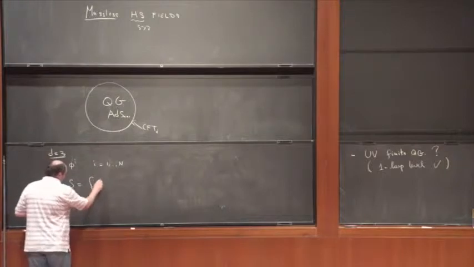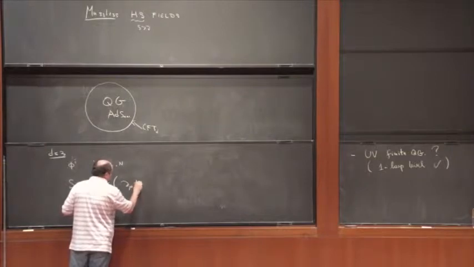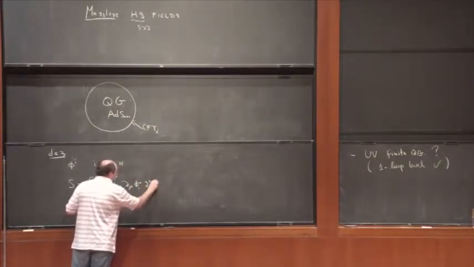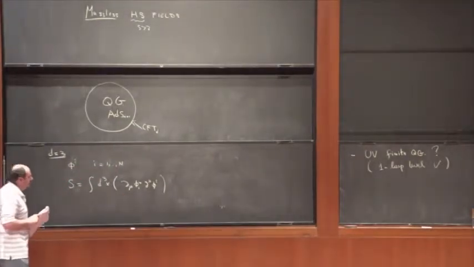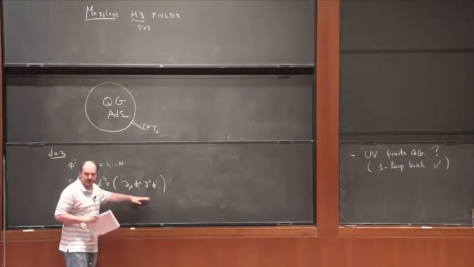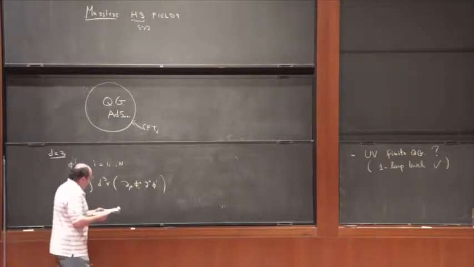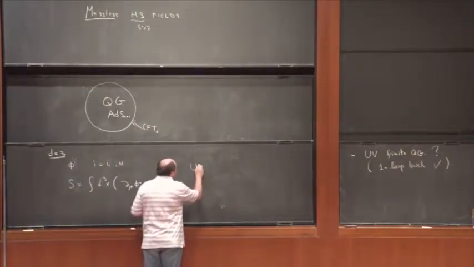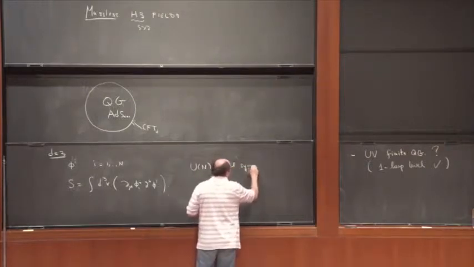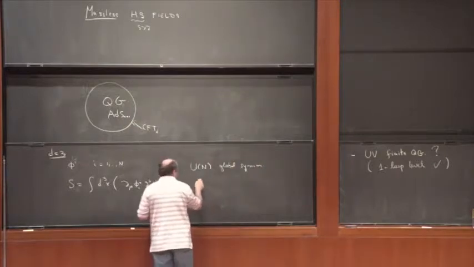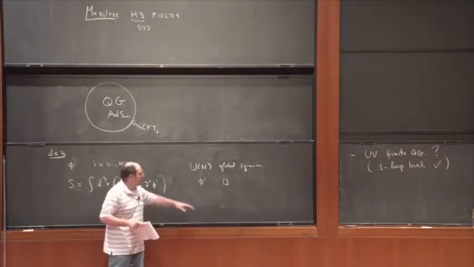So for now, we just take a free action. Just a very simple free action of n scalar fields. Of course, this is a CFT. It's a very trivial CFT, n massless scalars on R3. And so this theory has a U(N) global symmetry, where this phi I transforms in the vector or fundamental representation, which I'll denote as a box.